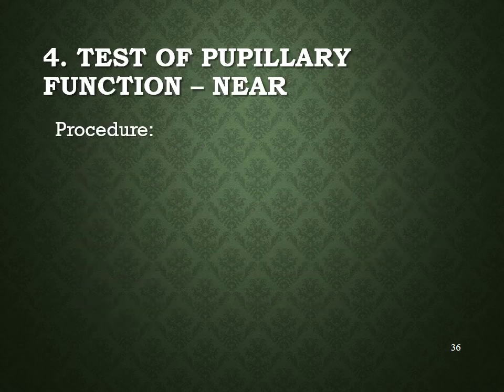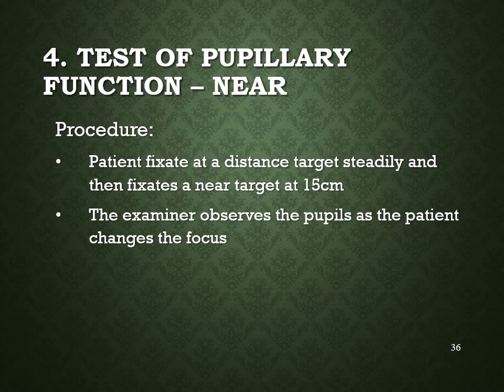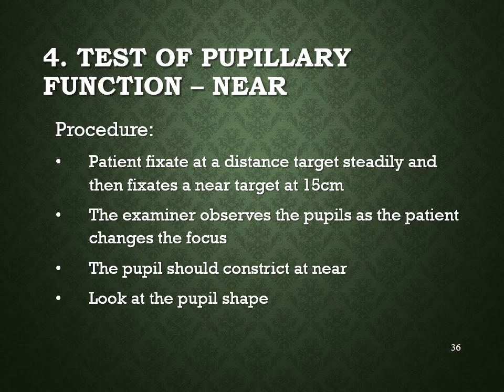For the near test of pupillary function, you need to ask the patient to fixate at a distant target steadily and then fixate at a near target at 15 cm. The examiner observes the pupil as the patient changes the focus. The pupil should constrict at the near target. You also need to look at the pupil shape and pupil size while the patient looks at the near target.